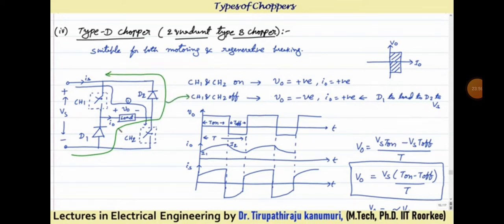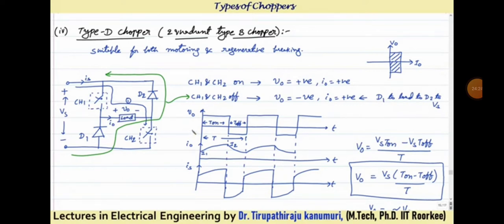Because it is passing like this, you can see the negative terminal of your supply is connected here, and this side is connected to the positive terminal of the supply. That means your output voltage is opposite to the reference direction, or we can say that V0 is negative. And what is the value of I0? I0 is positive. So it will pass from D1 to load to D2 to Vs.